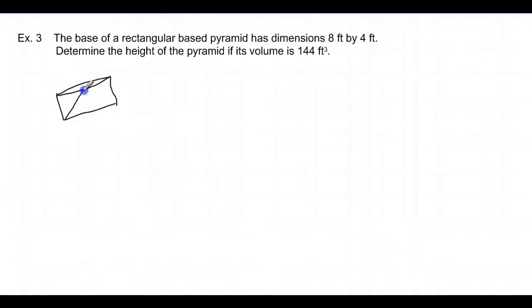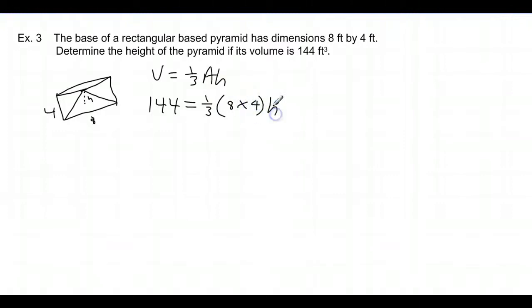I don't draw well there. So that's 8. That's 4. This is the height, H. Volume is 1/3 AH. Okay, what do we got? Well, let's fill it in. The volume is 144. The area of the base, it's a rectangular base, so it's 8 times 4, and then we've got height.